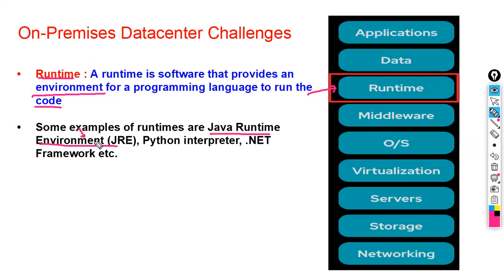Again, you are responsible for this runtime. Let us say the developers are using Python. So they need the Python runtime, which is the Python interpreter. Let us say they are using the .NET language to develop your application. So they need the .NET framework runtime to run the code. So again, as I told you, you are responsible for everything. You are responsible for the runtime as well.